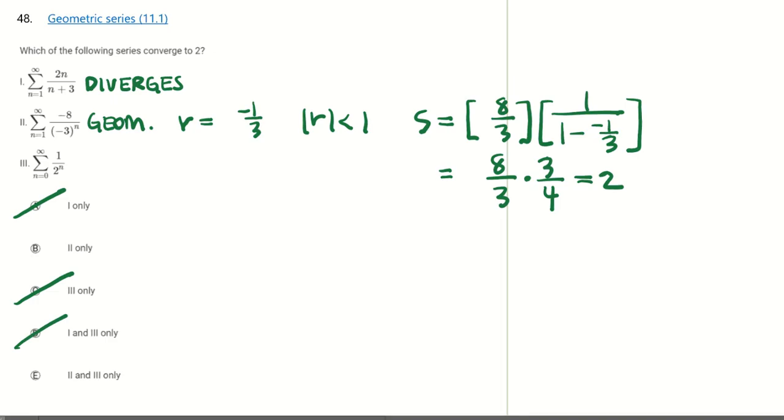And 1/2 to the n, okay, this is geometric, r is a half. Total is going to be first term, which is where n equals 0, it's 1, times 1 over 1 minus that ratio. Okay, 1 minus a half is a half. 1 divided by a half is 2. That's going to be 2 and 3 are both converging to 2.